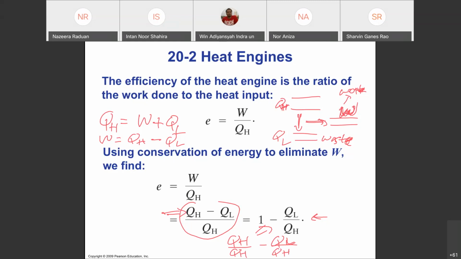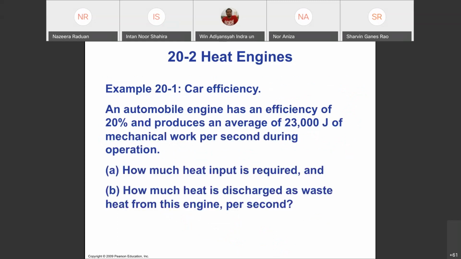Let's see the example. An automobile engine has an efficiency of 20% and delivers an average of 23,000 joules of mechanical work per second during operation. A, how much heat input is required? B, how much heat is discharged as waste heat from this engine per second?